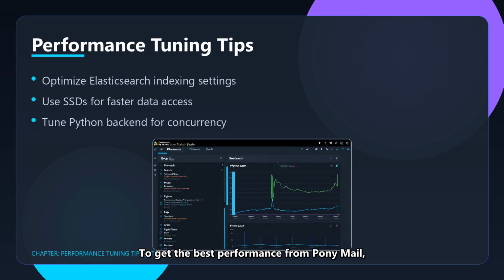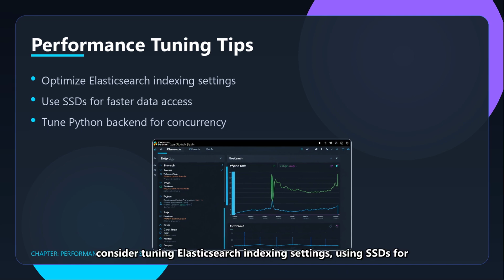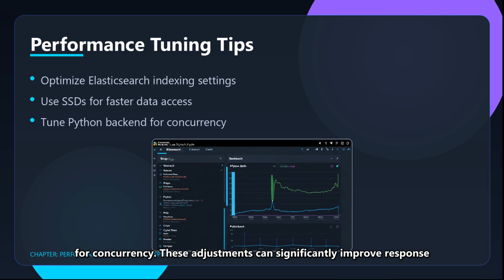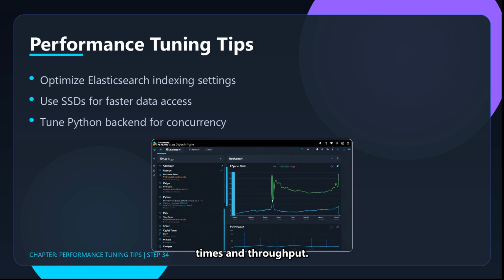To get the best performance from Pony Mail, consider tuning Elasticsearch indexing settings, using SSDs for faster data access, and optimizing the Python backend for concurrency. These adjustments can significantly improve response times and throughput.